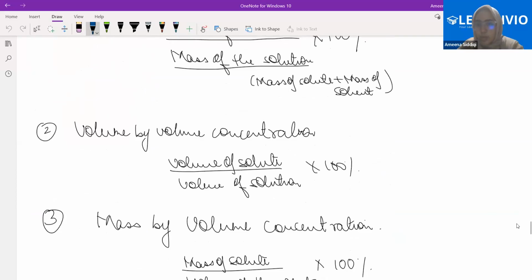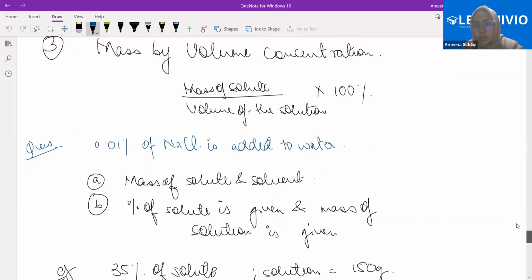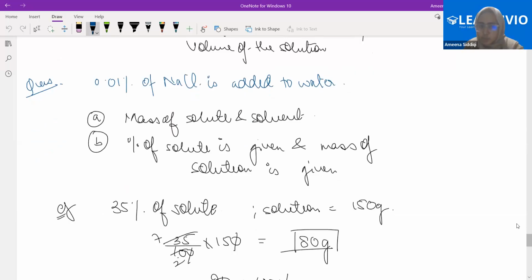To calculate the concentration of a solution, we use three methods: either volume by volume, mass by mass, or mass by volume concentration. All of these are in percentage units, so we calculate the percentage concentration of the solute in the solution. Generally at your level, we are dealing with the mass by mass concentration.